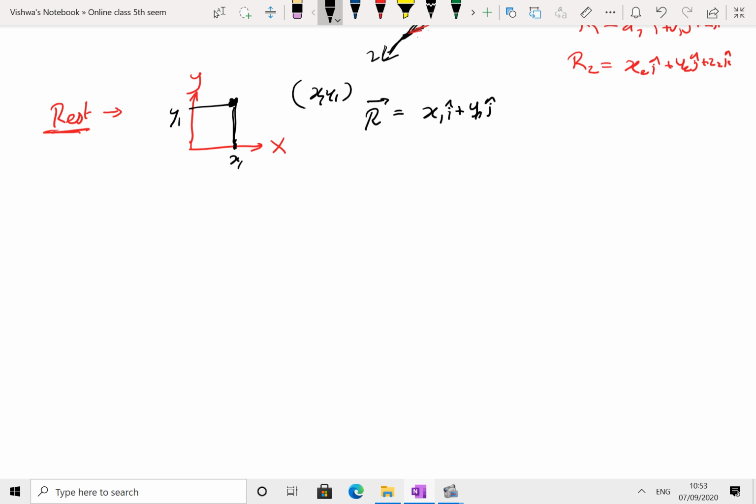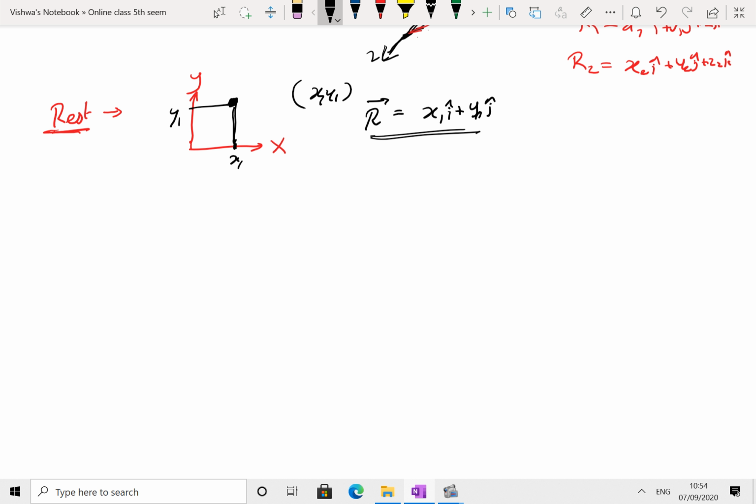At a certain interval of time it is here. After some more time it is again at the same position. Then that position we call the rest position. It is not moving with respect to time. Again after a certain time interval, if it is at the same position, then we call it rest.